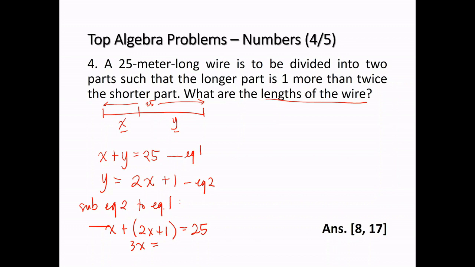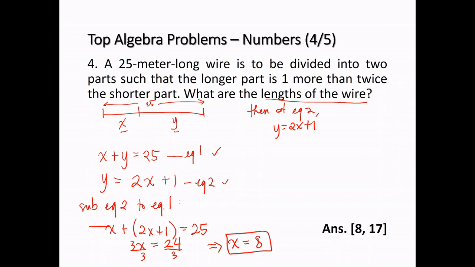Okay, then to get y, simply go back to either equation 1 or equation 2. I prefer using equation 2. In equation 2, I have y is equal to 2x plus 1. So we know 2x is 8 plus 8, 16, plus 1 is equal to 17.